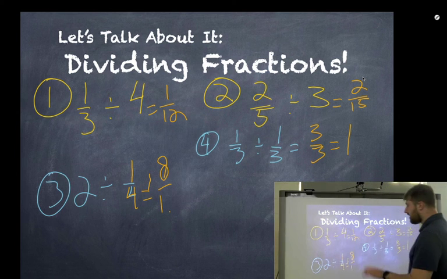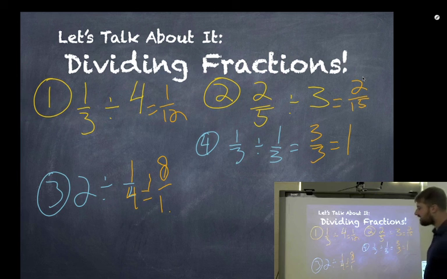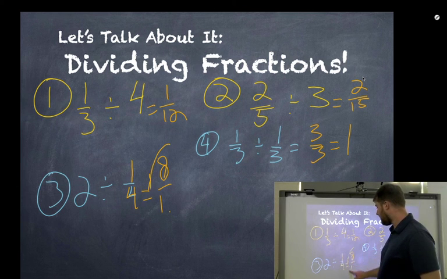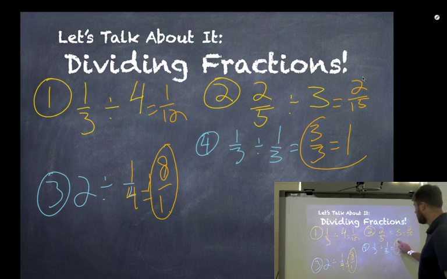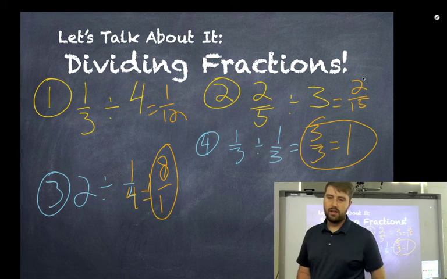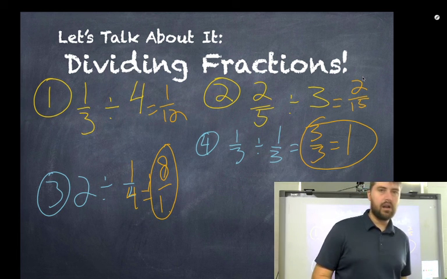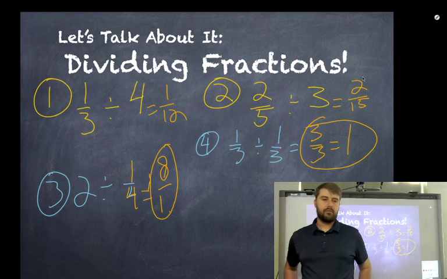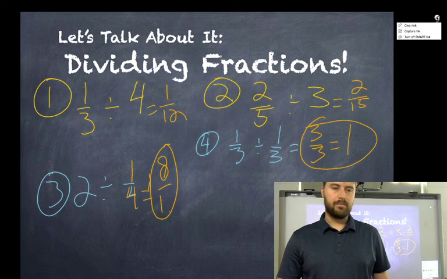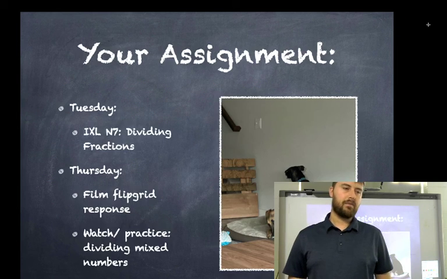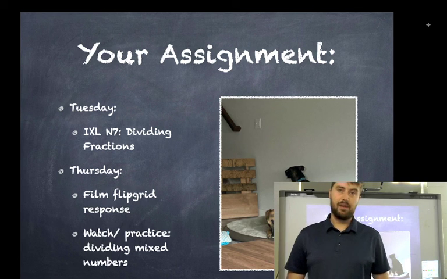All right, so number 1 was 1/12. Number 2 is 2/15. Number 3 is right here. It is 8/1. And number 4 is 3/3, which we know is equal to 1. Awesome. If you have any questions about those at all, shoot me a message and we can go over it more in depth, that would be awesome. Awesome, awesome. All right, I'm going to clear our ink here and move on to our assignment.